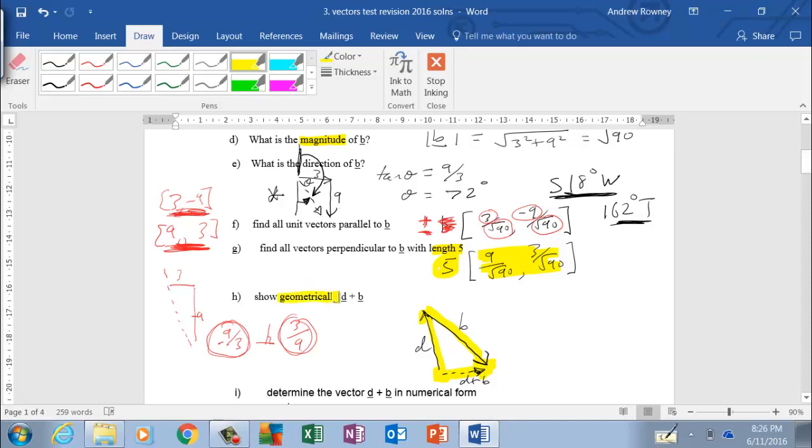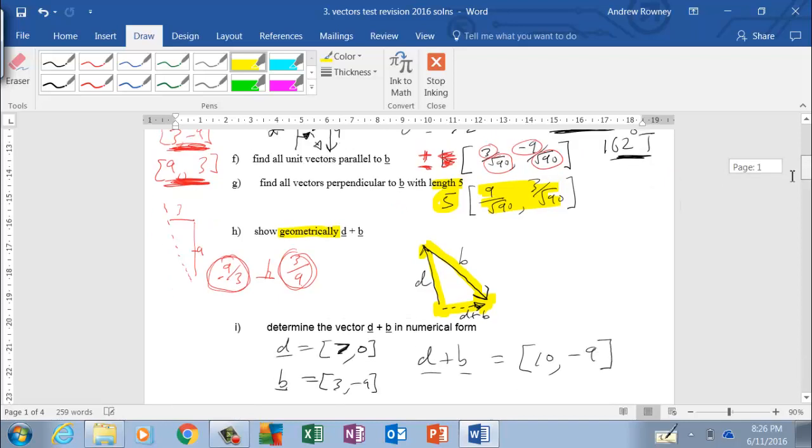That's showing it geometrically. It asks you to repeat it, D plus B, in numerical form. To do it numerically, you just write D and B down, and you can get that from the top diagram by subtracting the final points from the initial points. And if you add those two, you get 7 and 3 is 10, 0 minus 9 is minus 9. So that's the other way.